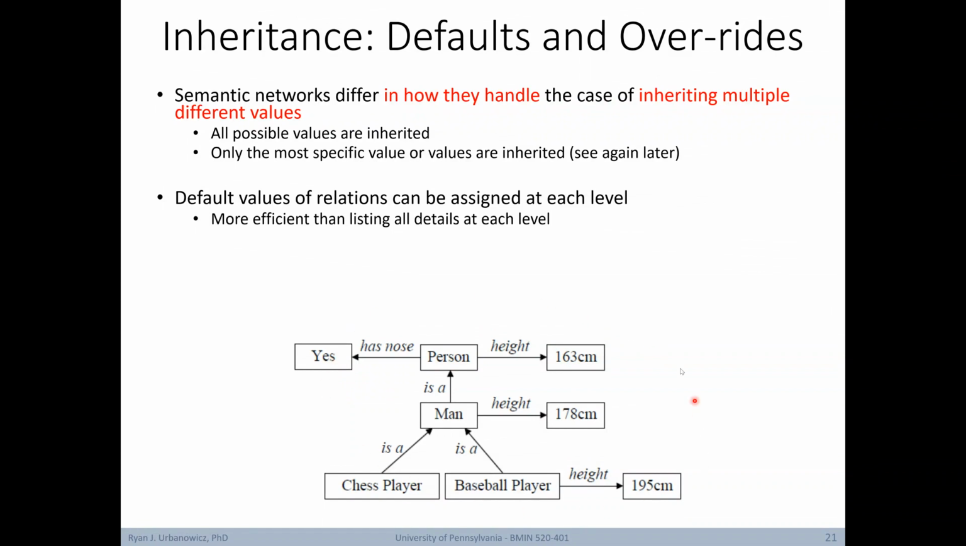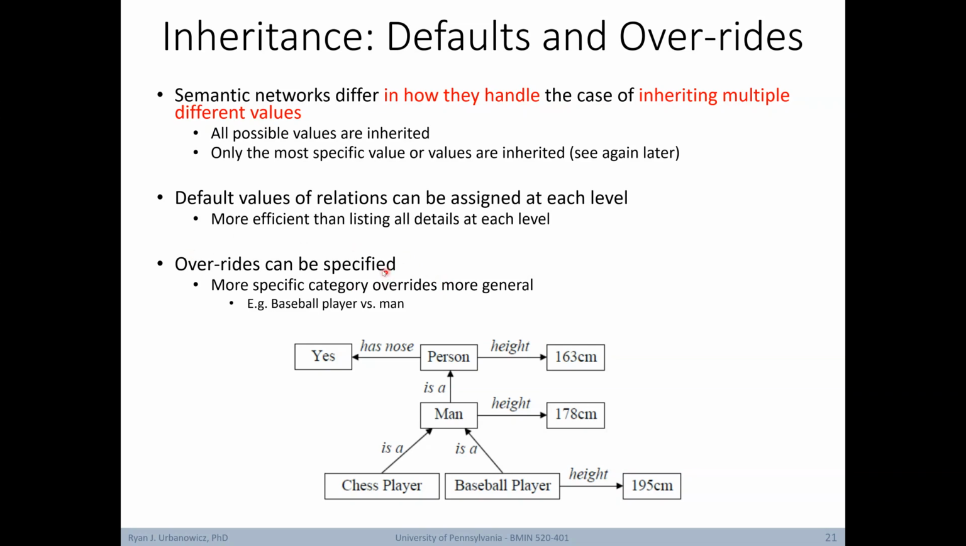For example, in this semantic network down here, we have baseball player is a man is a person, where a person has a nose, and we've set the default value for a person's height to be 163 centimeters. However, the default value for a man's height is set to 178 centimeters. And lastly, for the more specific category baseball player, we might set the default height to 195 centimeters. Using these kind of default values can be more efficient than listing all the details in terms of everything that's inherited from every level. Overrides can also be specified.